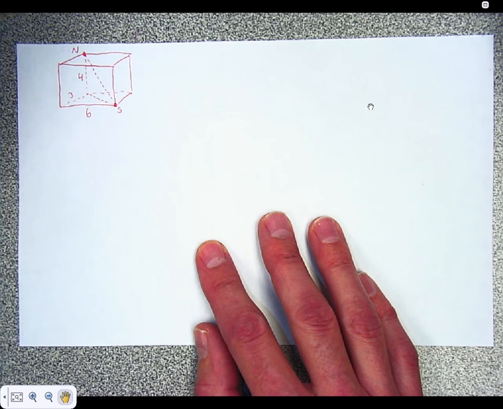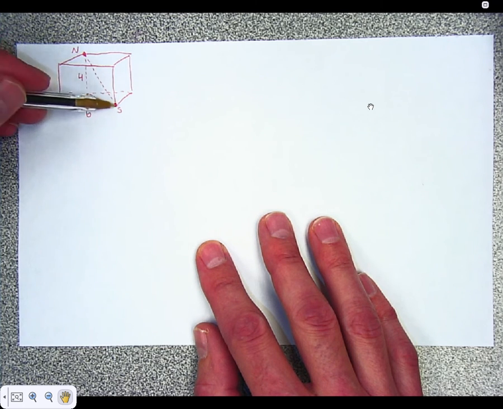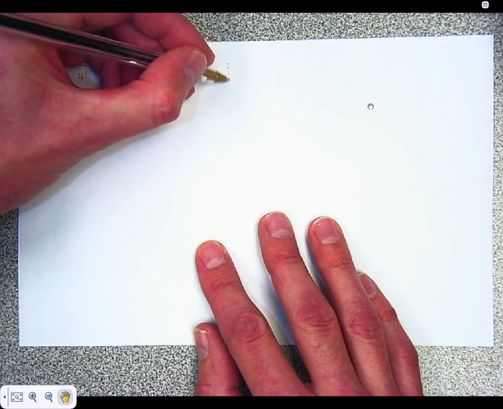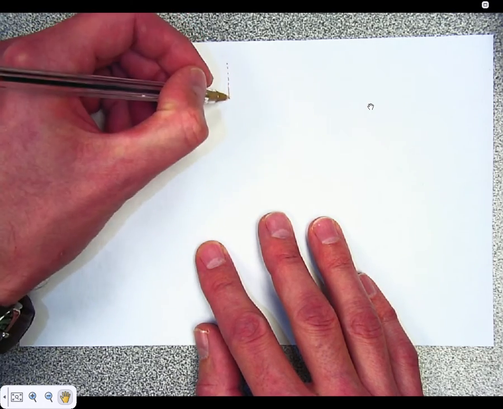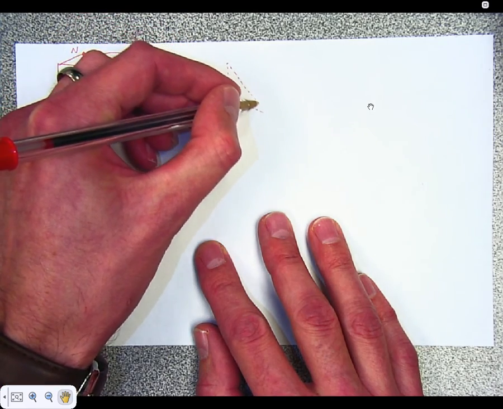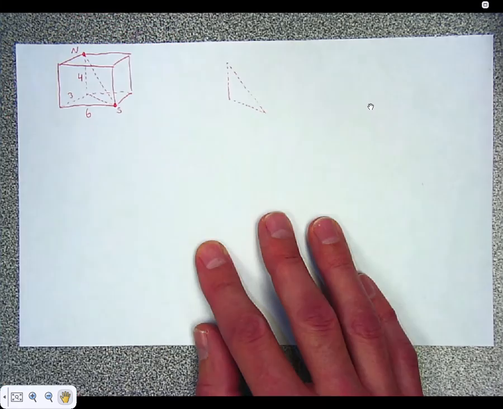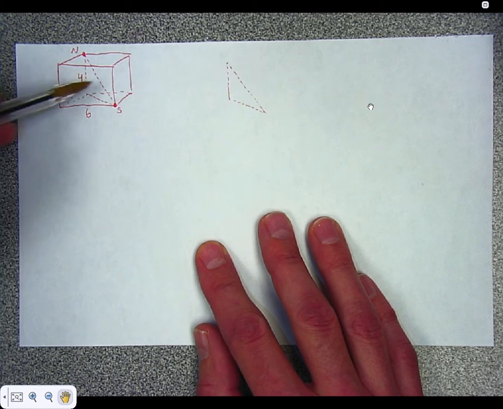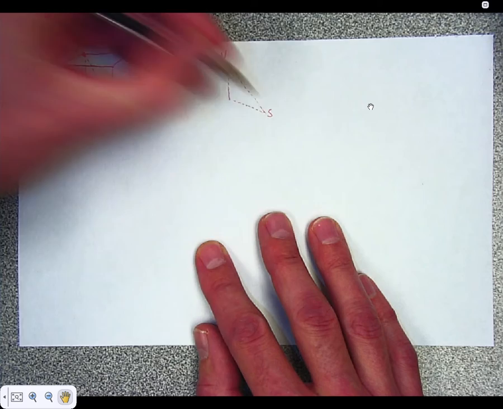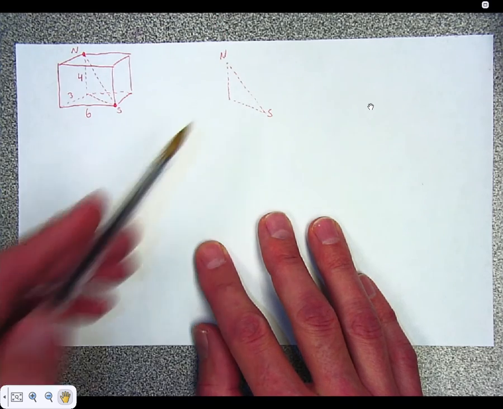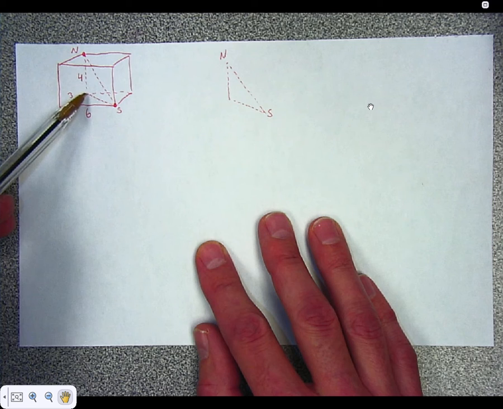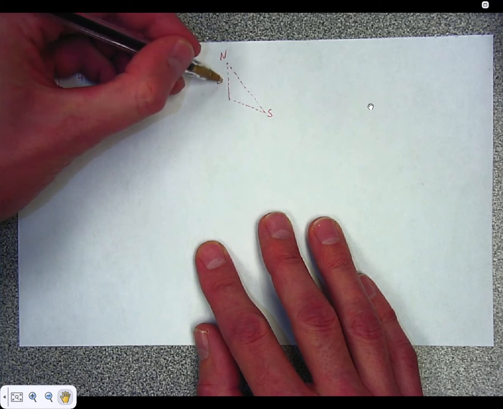And I'm going to take this right triangle here, and I'm going to redraw it over here. There we go. So I've redrawn this triangle right over there. Here's N, here's S, and we already know one of these lines. We know the up and down. We know the height of that rectangular prism, so that's 4.